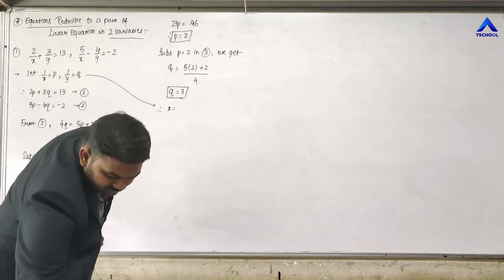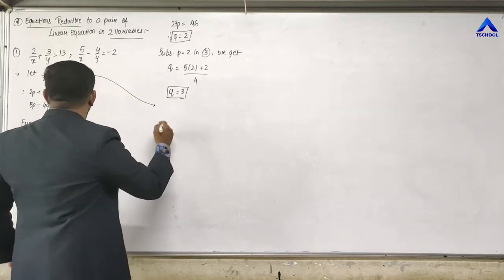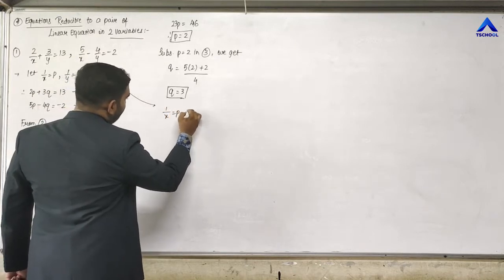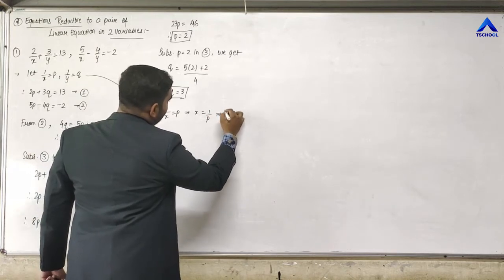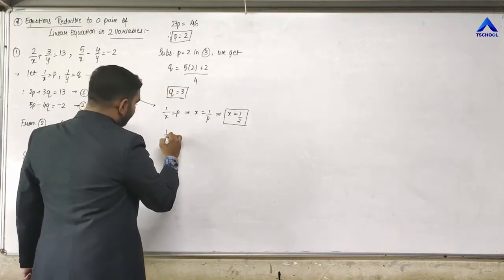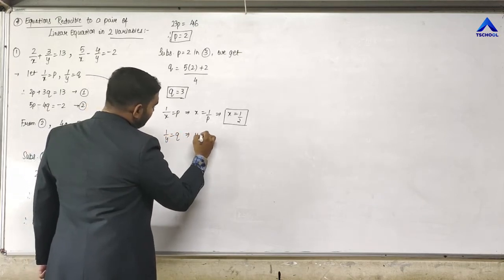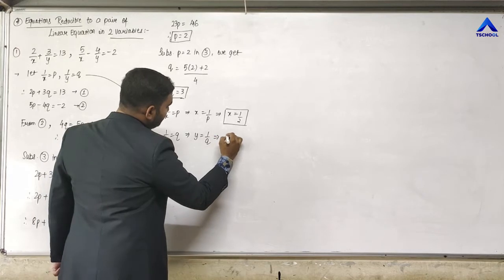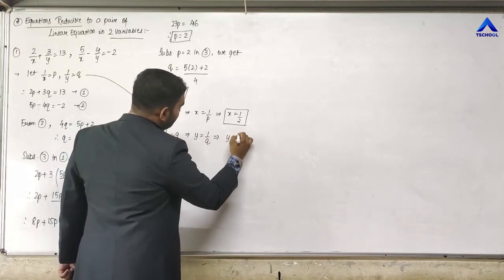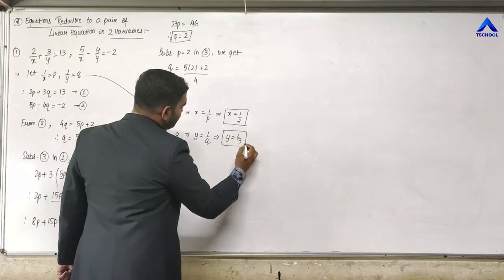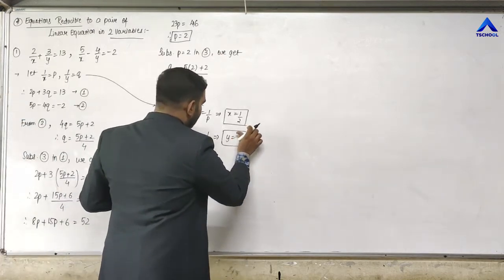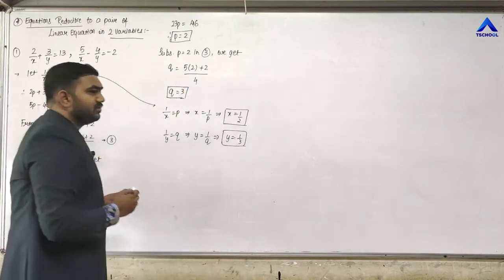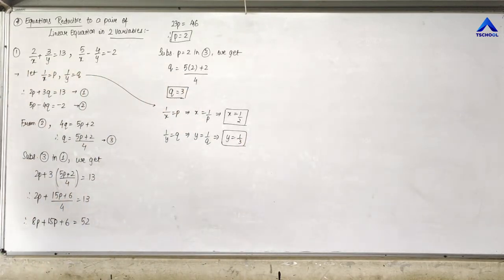Therefore 1 upon p is equal to x. We have substituted that 1 upon x is equal to p, which implies x is equal to 1 upon p, and hence x is equal to 1 upon 2. And 1 upon y is equal to 2 implies y is equal to 2, and hence y is equal to 1 upon 3. So our required solution to the given equations are x equals 1 upon 2 and y equals 1 upon 3.